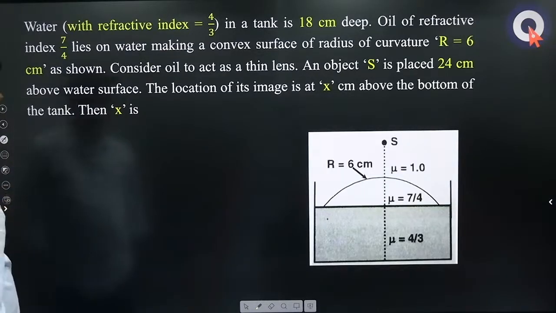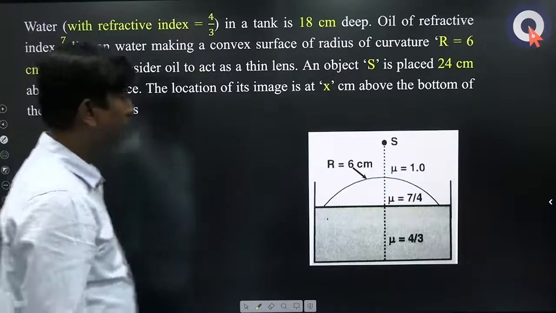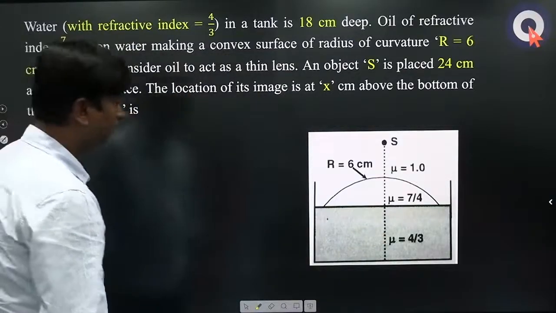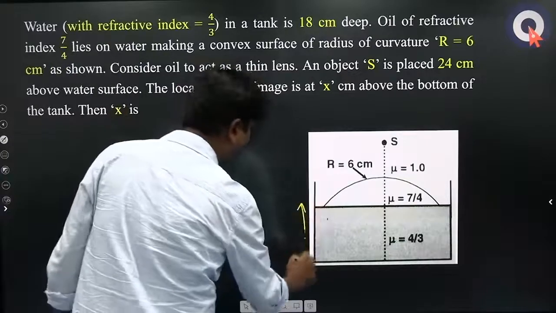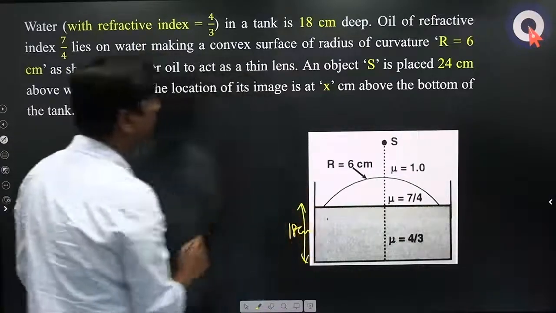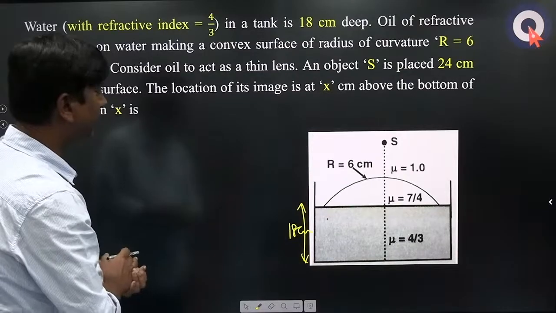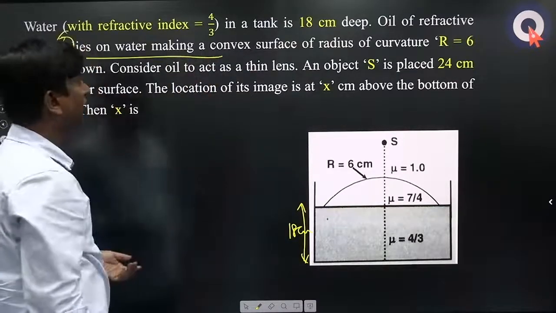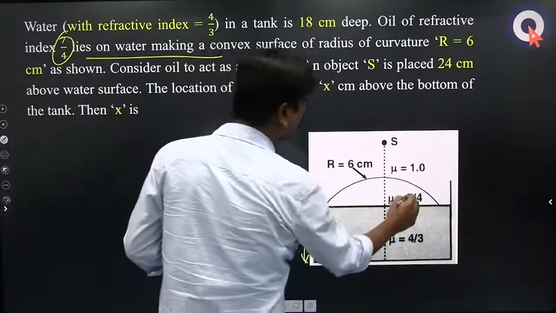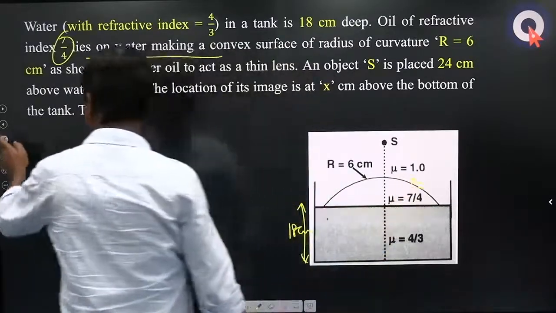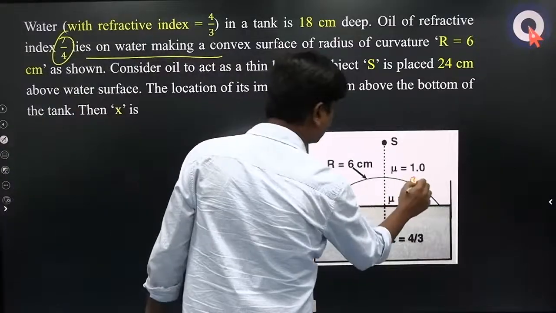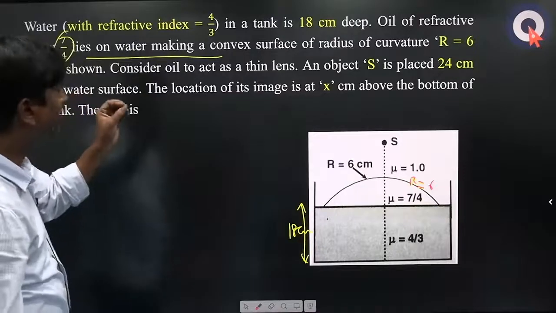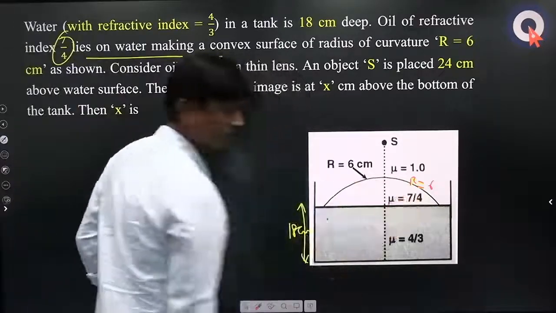Fine. So water with refractive index 4 by 3 in a tank is 18 centimeters deep. This is 18 centimeters. Oil of refractive index 7 by 4 lies on the water. Make a convex surface of radius of curvature R equal to 6. This radius is 6. Consider oil to act as a thin lens. It's acting like a thin lens.